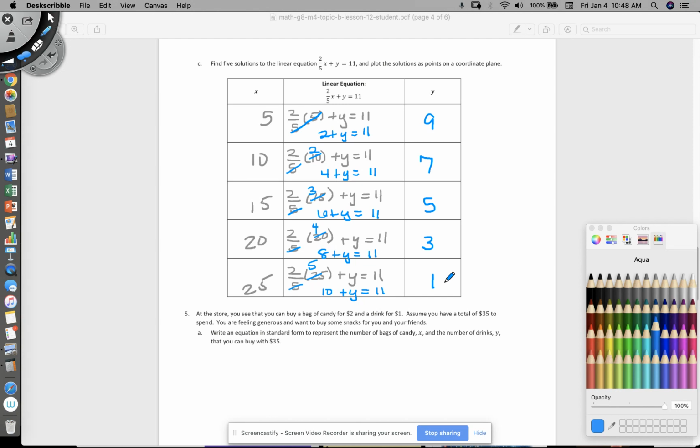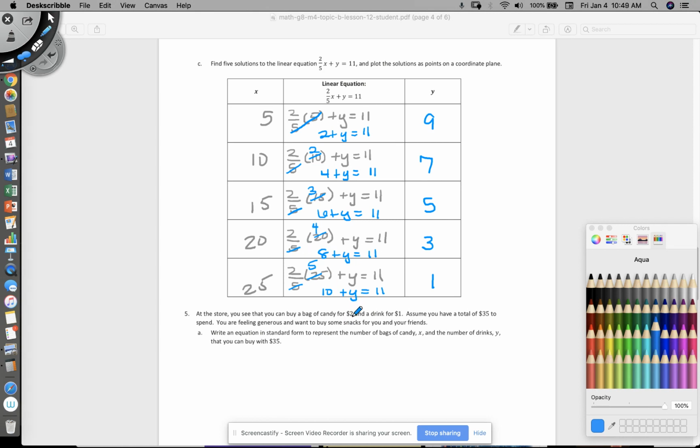Number 5. At the store, you see that you can buy a bag of candy for $2 and a drink for $1. Assume you have a total of $35 to spend. You are feeling generous, and you want to buy some snacks for you and your friends. Write an equation in standard form to represent the number of bags of candy, X, and the number of drinks, Y, that you can buy for $35.